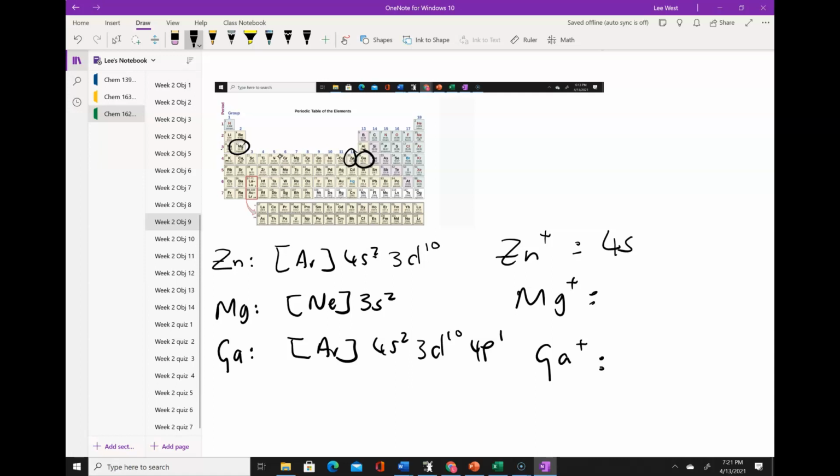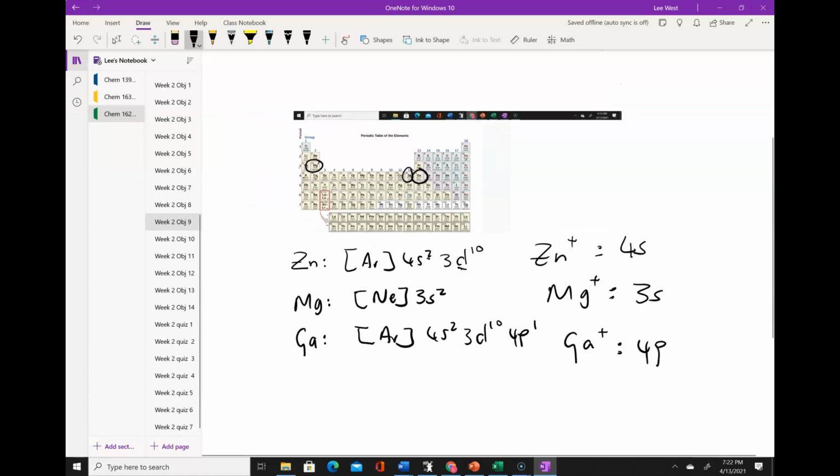You're going to take one electron out of there. Only for the transition elements do you take the s before the d's. Otherwise you just take it from the one that's on the end. Now magnesium is going to come from the 3s. And for gallium, it's going to come from the 4p.